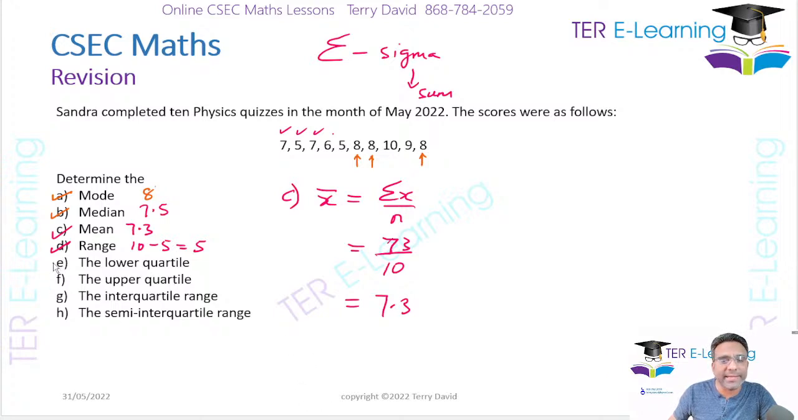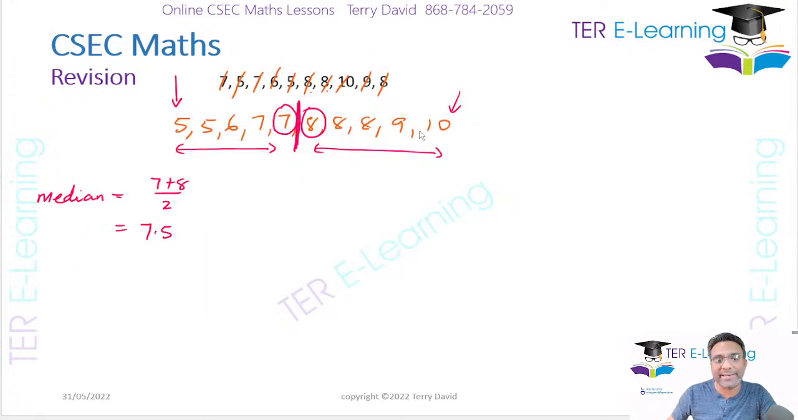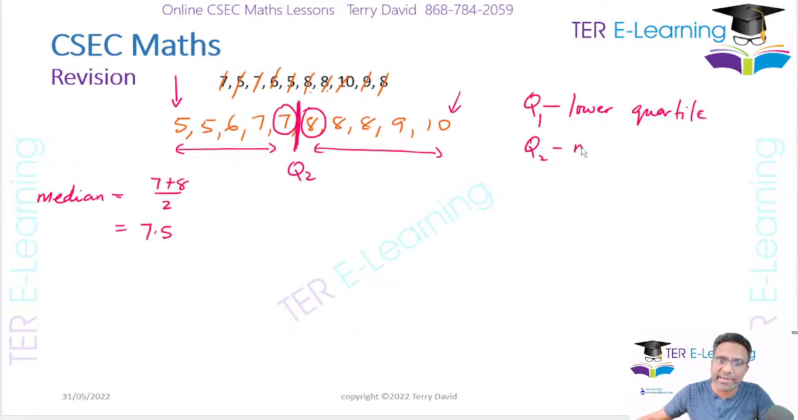Now, the next thing here, we want to figure out the lower quartile. Whenever they ask you questions about lower quartile and upper quartile, we must arrange the data in ascending order again. Now, your median is what we call Q2. So let me just give you some terminology here. Q1 is called my lower quartile, Q2 is my median, and Q3 is my upper quartile.